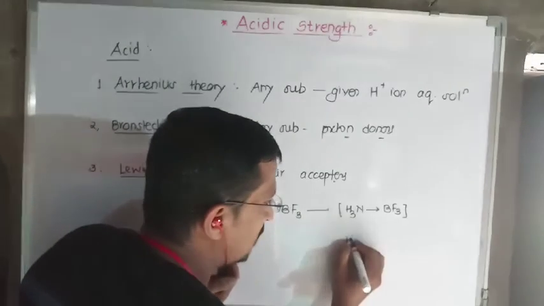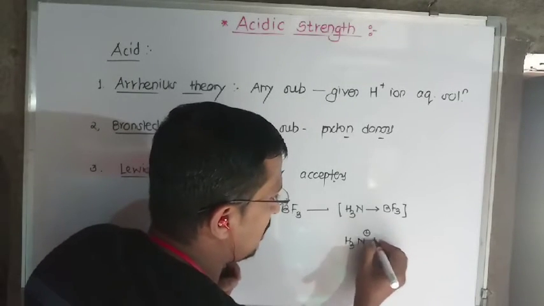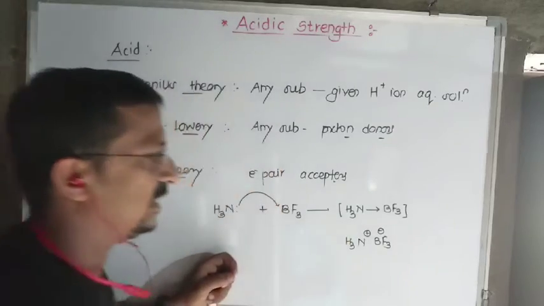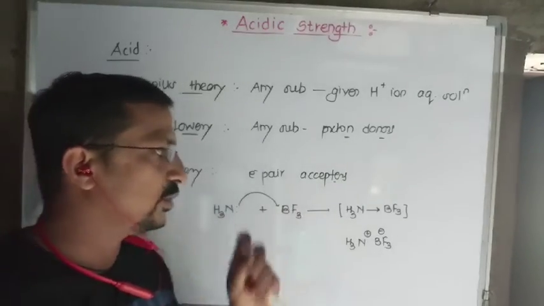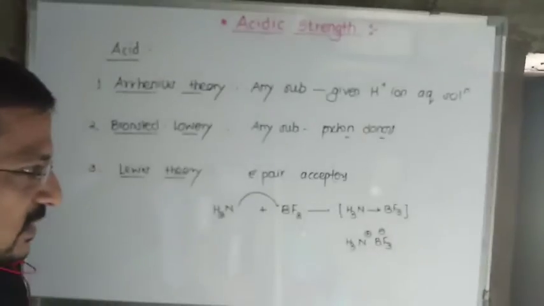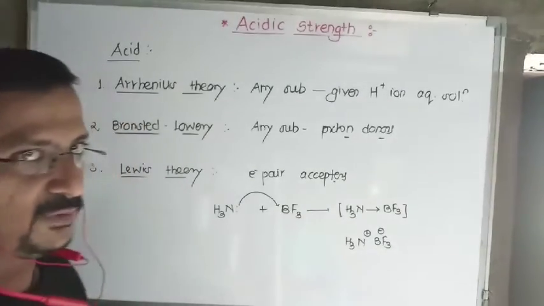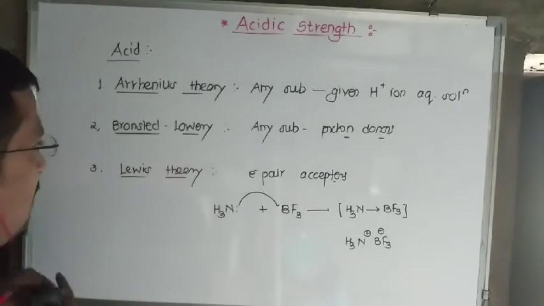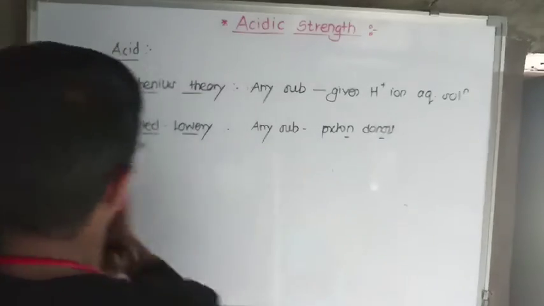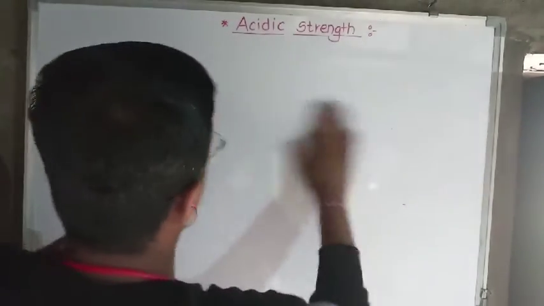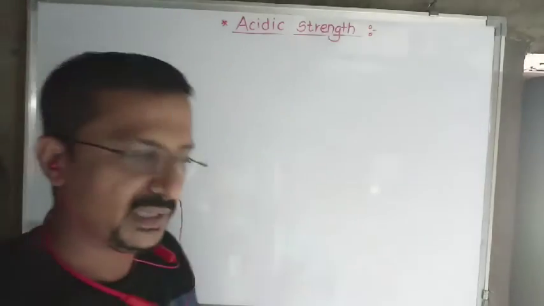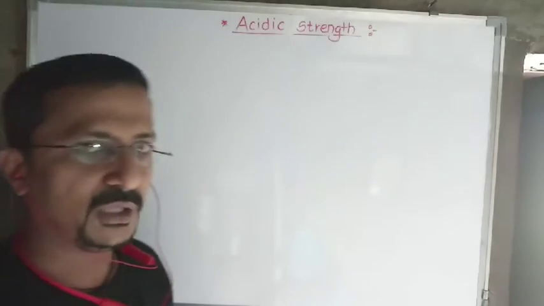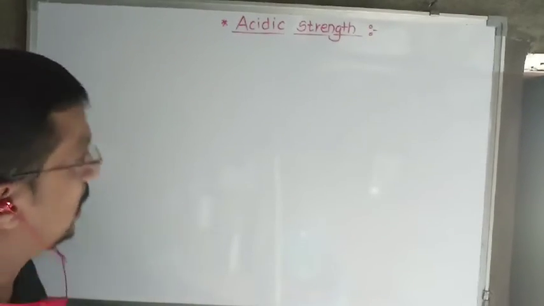But nowadays it can also be written as NH3 plus and BF3 minus. This is the compound form, because electron donation takes place from nitrogen to boron. That's why a coordinate or dative bond is formed. So these are the three concepts by means of which one can define an acid. But if you consider the different acids, we know that HCl, nitric acid, sulfuric acid, acetic acid, perchloric acid, boric acid, etc., all different acids have different strength.